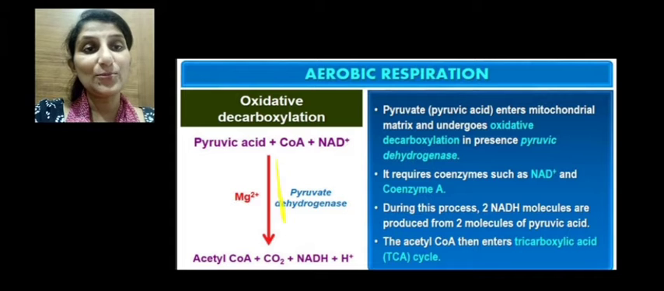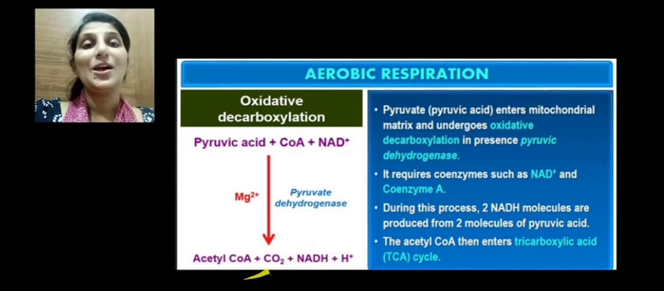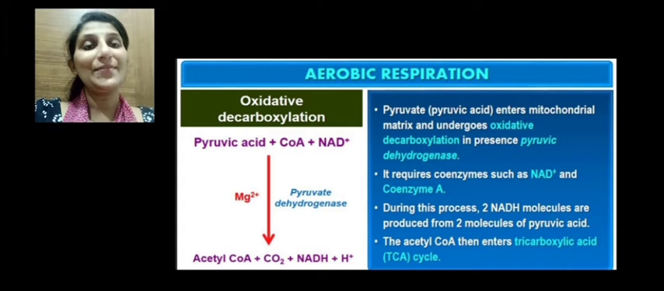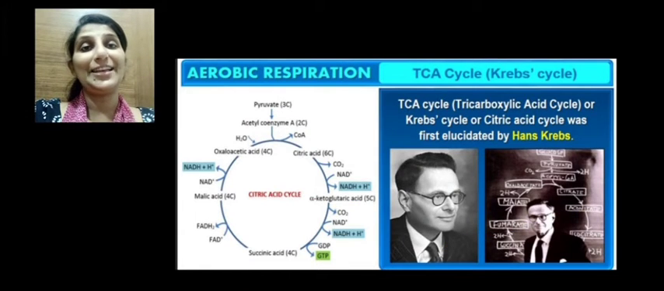During this process, there is a decarboxylation taking place. One molecule of carbon dioxide is removed. That means from pyruvic acid, one carbon is removed. So what will be the remaining carbon atoms in the product, acetyl coenzyme A? When carbon dioxide is released, it will have only 2 carbon atoms. And this acetyl coenzyme A having 2 carbon atoms enters into the tricarboxylic acid cycle.